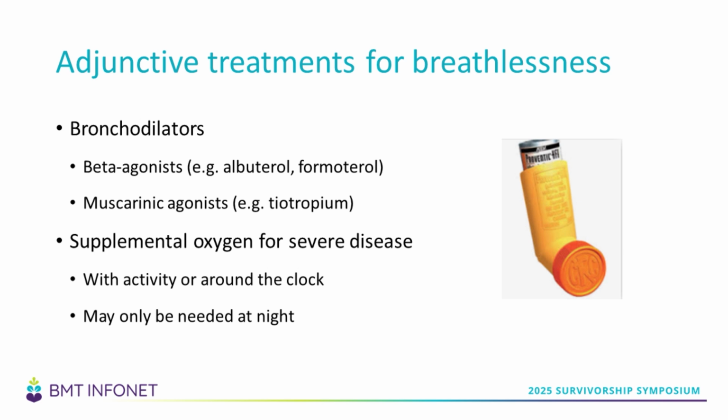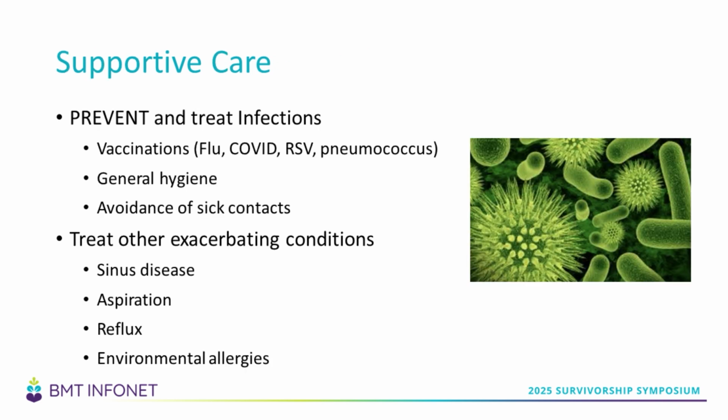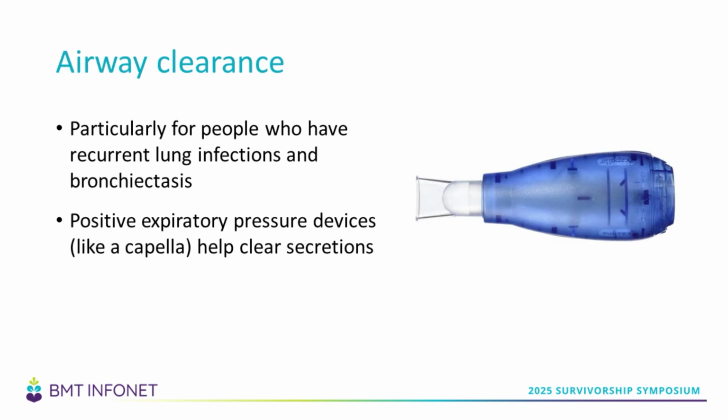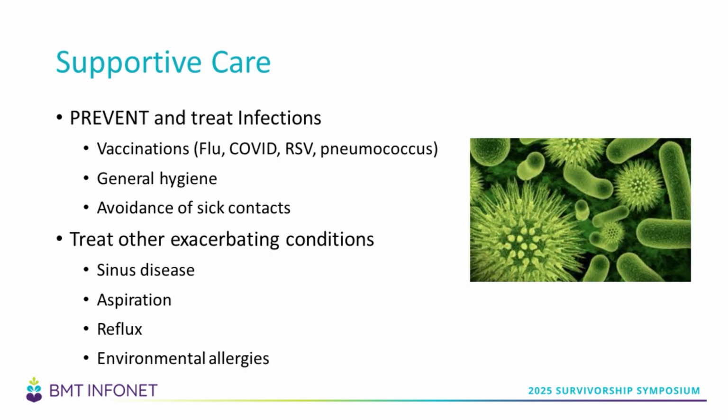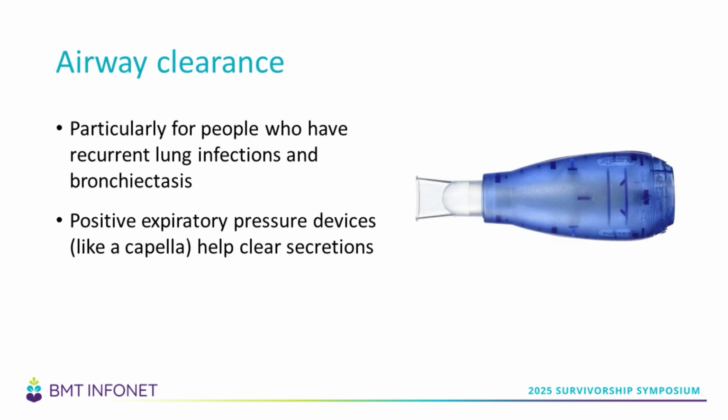So as I mentioned, the other adjunctive treatments for breathlessness include bronchodilators, albuterol, formoterol, and muscarinic agonists such as tiotropium or Spiriva, and then supplemental oxygen. We want to prevent and treat infections, and like I mentioned, vaccinations are really important, and other exacerbating conditions like sinus disease and reflux and other allergies.